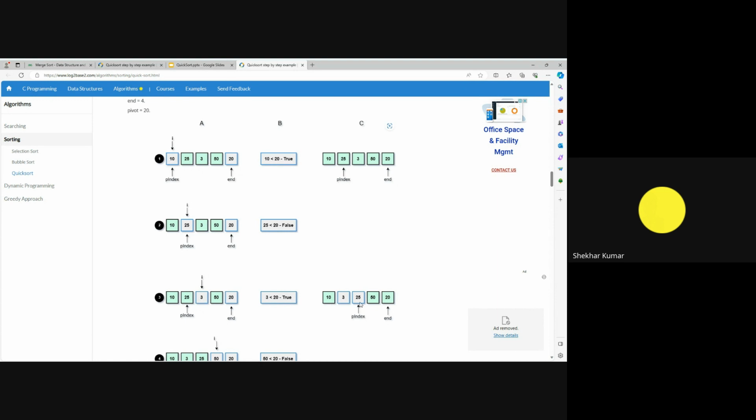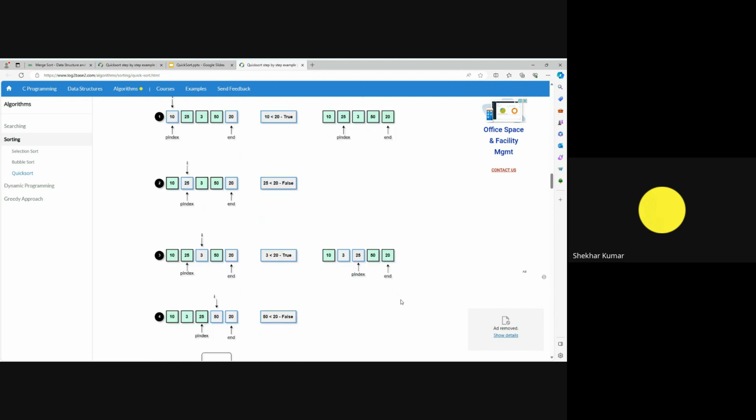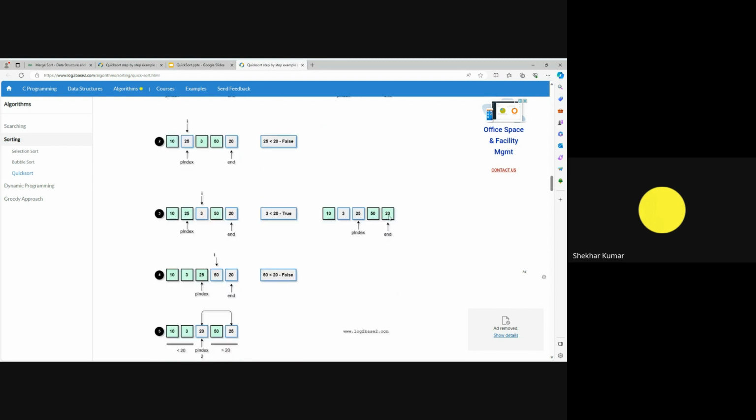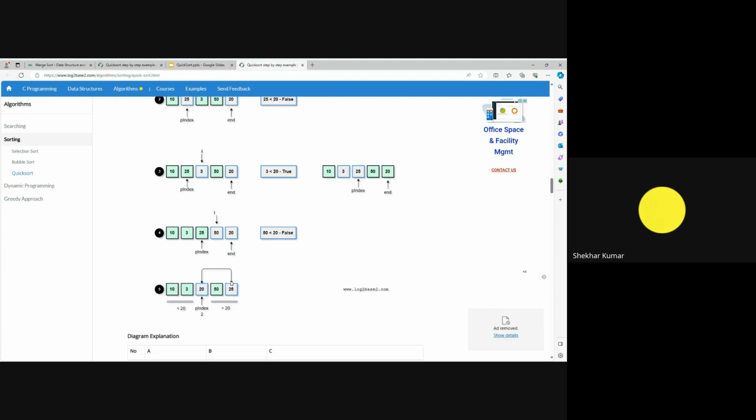Now 25 will be compared with 20. Now again check. This is smaller, so again this will be incremented. Now 50 will be checked with 20. Is 50 less than 20? The condition is false. Now 25 will be replaced with this position. After that, the pivot value will be at this position and 50 will be here.